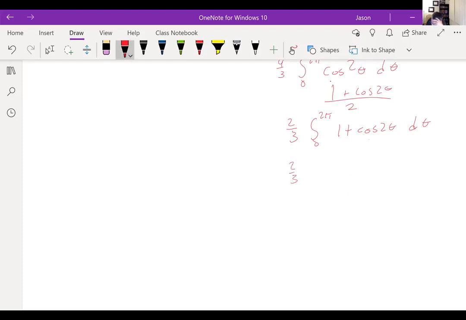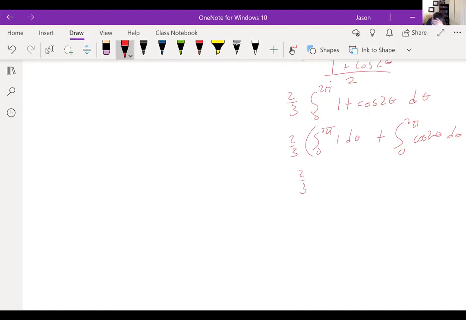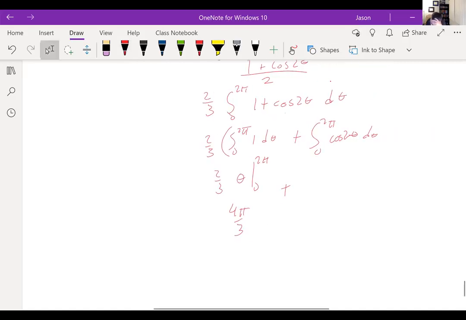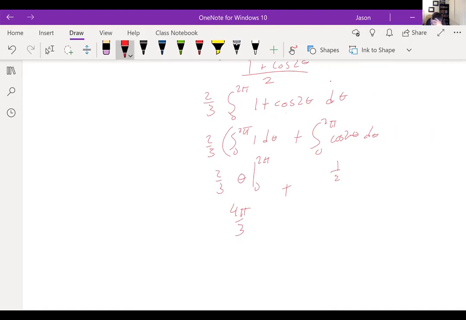It's 2/3 times 0 to 2 pi of 1 d theta plus 0 to 2 pi of cosine 2 theta d theta. So this is theta evaluated from 0 to 2 pi, which is just going to be 4 pi over 3, plus this thing is just going to be 1/2 sine of 2 theta evaluated from 0 to 2 pi. But this thing's just going to go to 0. So the answer is 4 pi over 3.